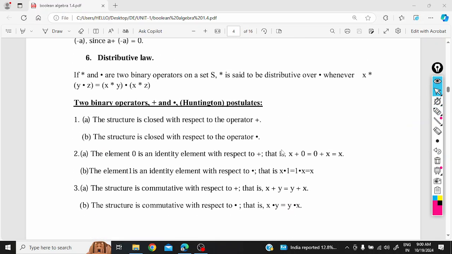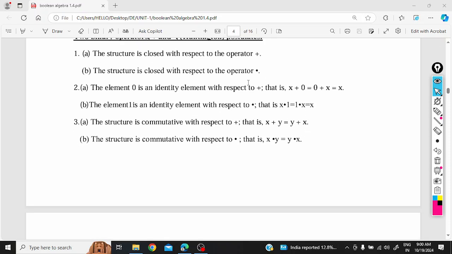variables. Now if you see here, we have two binary operators, plus and dot. You can see this clearly with respect to the operators. Now x plus 0 is equal to 0 plus x, which is equal to x always, and 1 dot x is equal to x dot 1, which is equal to x. Now x plus y is equal to y plus x, and x dot y is equal to y dot x. So these are some of the properties with respect to the operators.